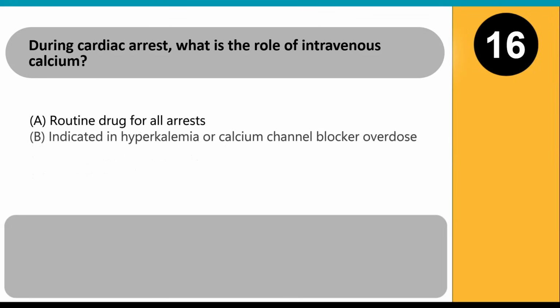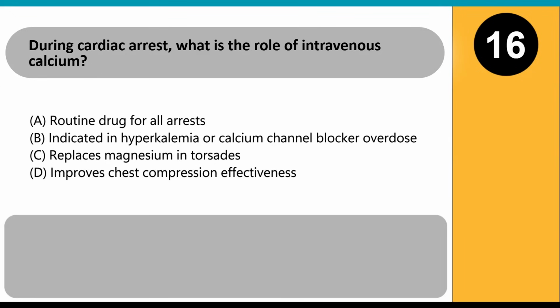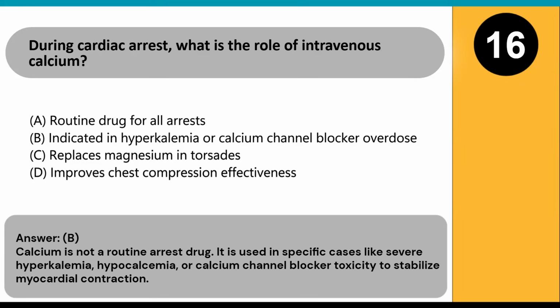During cardiac arrest, what is the role of intravenous calcium? A. Routine drug for all arrests. B. Indicated in hyperkalemia or calcium channel blocker overdose. C. Replaces magnesium in torsades. D. Improves chest compression effectiveness. Answer: B. Calcium is not a routine arrest drug. It is used in specific cases like severe hyperkalemia, hypocalcemia, or calcium channel blocker toxicity to stabilize myocardial contraction.